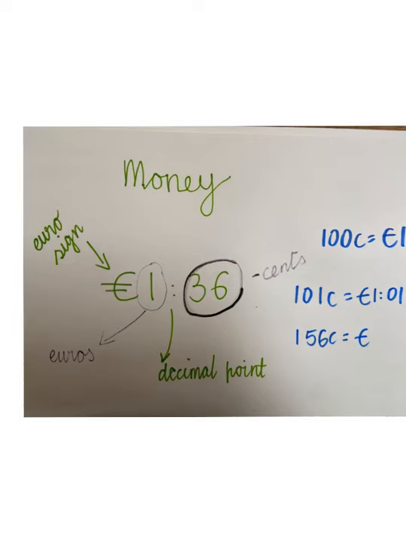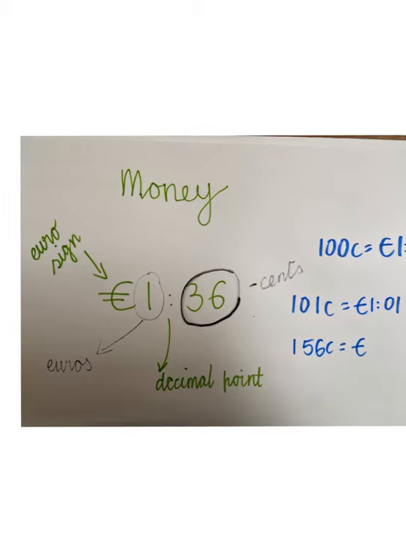Right, so this week we're going to be talking about money, specifically moving on to using the euro sign here, and introducing decimal points. The euro sign can be written as a C with 2 lines, or sometimes a C with 1 line, and the decimal point can be either 1 or 2, like a colon.